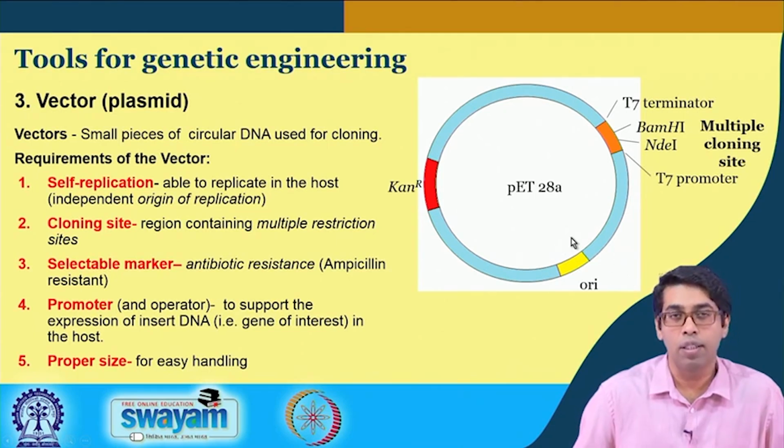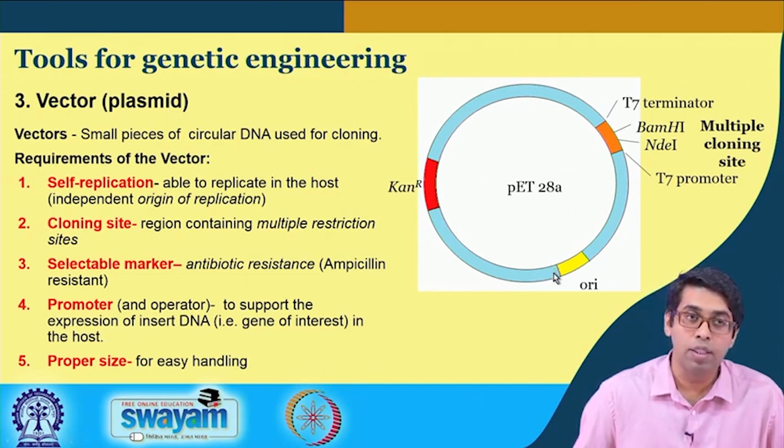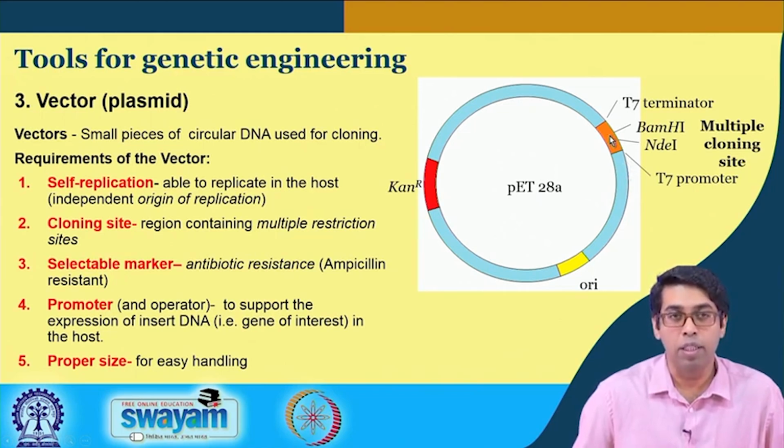It turns out that inside a bacterial cell, these vectors are present in multiple copies. The bacterial chromosome will be there only once, but these vectors will have 50 to several hundred copies inside a bacterium, which means that if they are carrying your gene of interest somewhere here, then there are multiple copies of your gene, which results in overexpression of your protein.